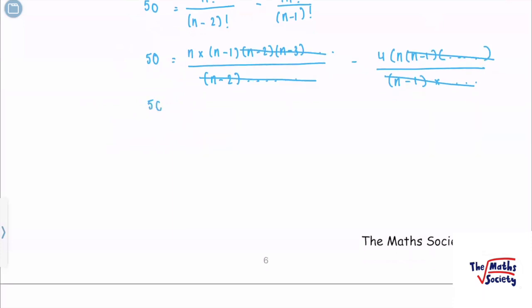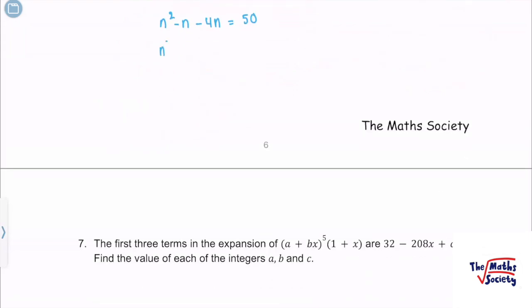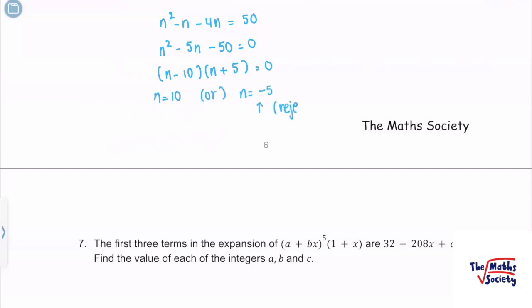So you're going to have 50 equals n squared minus n, and then here you have minus 4n, that's equal to 50. So n squared minus n minus 4n equals 50, just writing it down. And then you'll have n squared minus 5n minus 50 equals 0. So it's just going to be 5 and 10. So we know that's going to be n minus 10, and n plus 5 equals 0. So n equals 10, or n equals minus 5. We know that if it's negative, we need to reject it. So then our n value is just going to be n equals 10.